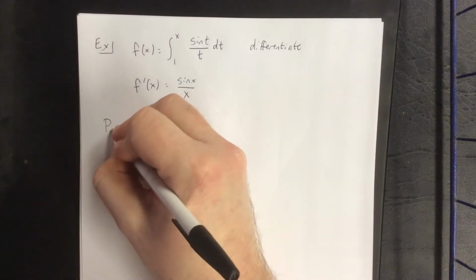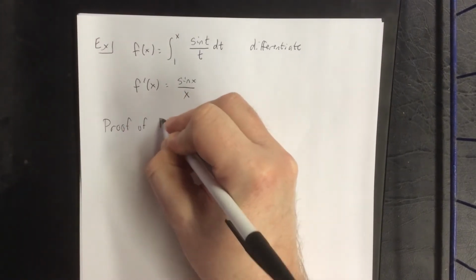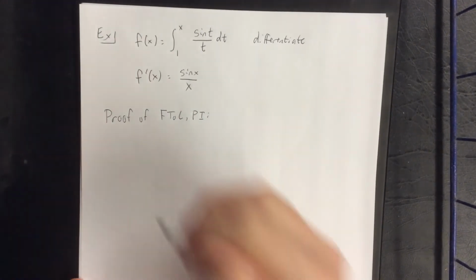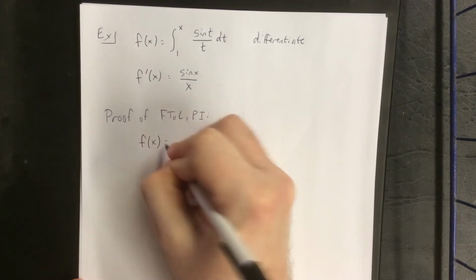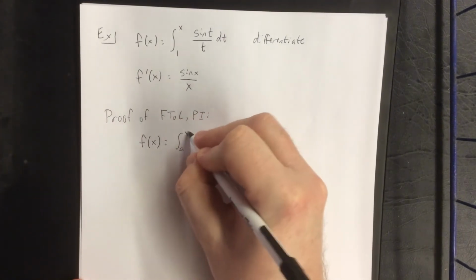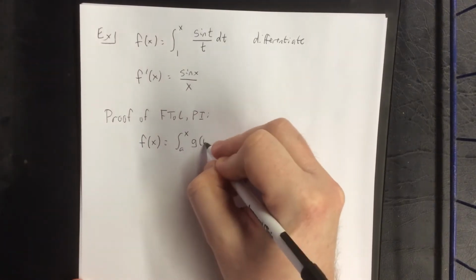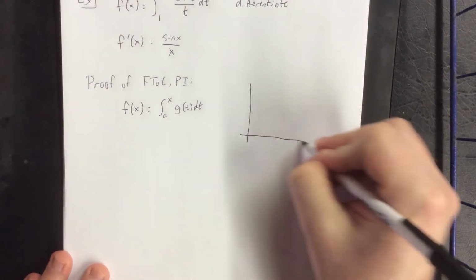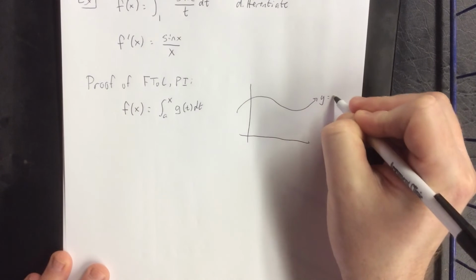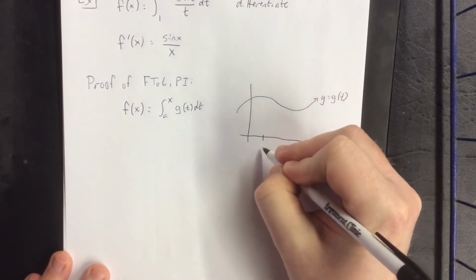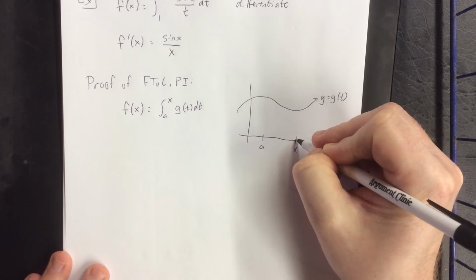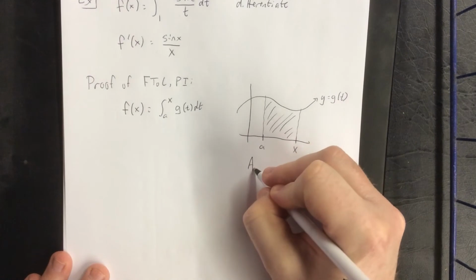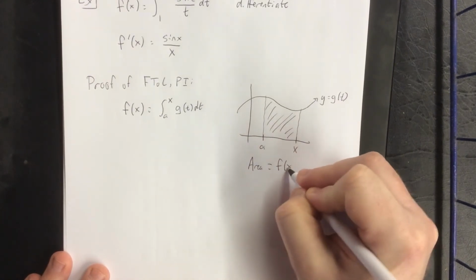I do, however, want to go over the proof of the fundamental theorem of calculus, part 1. So we had our definition of f of x being the definite integral from a to x of g of t dt. I'm going to draw a picture of this situation. Here's y equals g of t. Here's our starting point a, and here's a value x right over here. The area that we would get here would be equal to f of x.